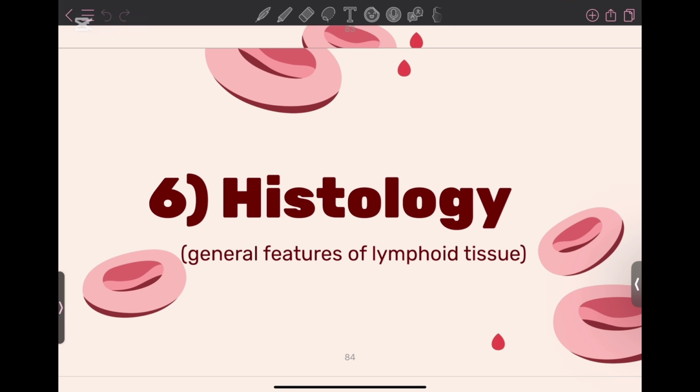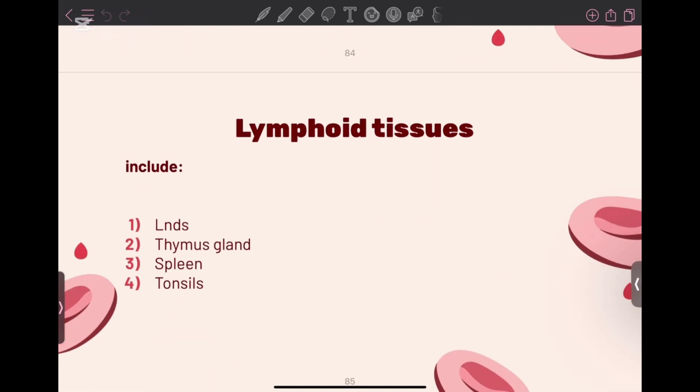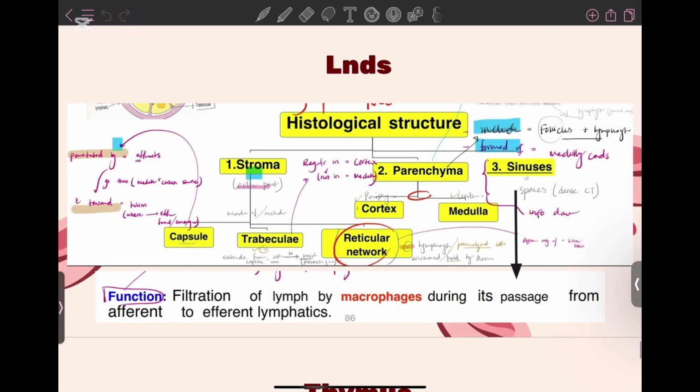Okay, so I'll just briefly explain the general features of lymphoid tissue, since the questions are going to be very, very easy and straightforward. In the exam, the main lymphoid tissues that were discussed were four, which are the lymph nodes, the thymus gland, the spleen, and the tonsils. Now let's go one by one, easy and short.